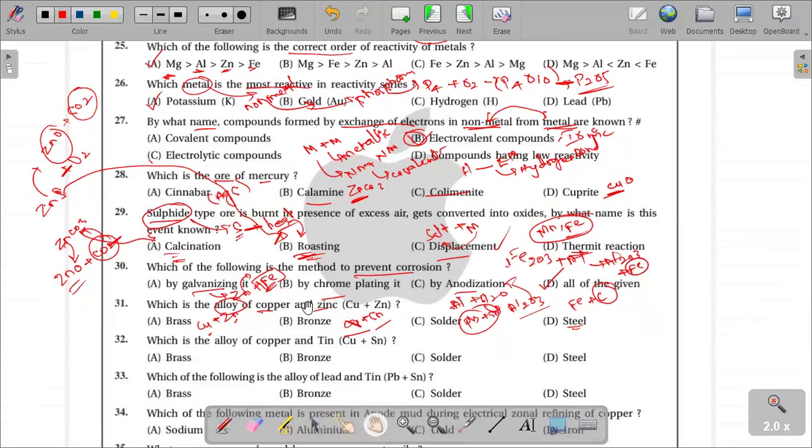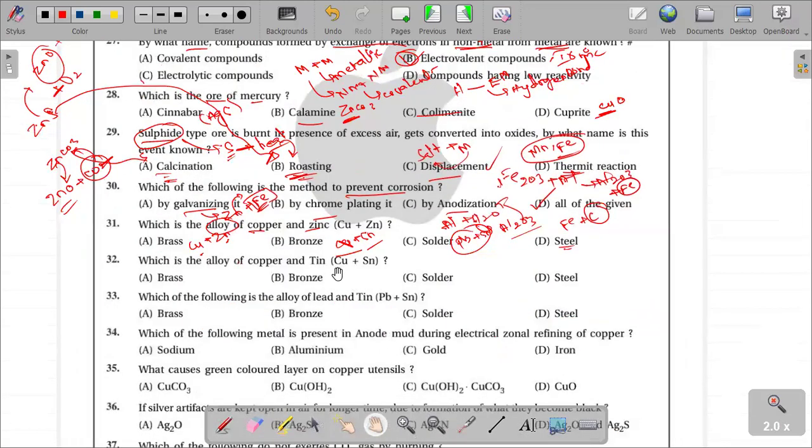And next, alloy of copper and tin. Copper tin means already we discussed. As an answer, bronze. And next one is tin and lead. Then it is solder. Okay.